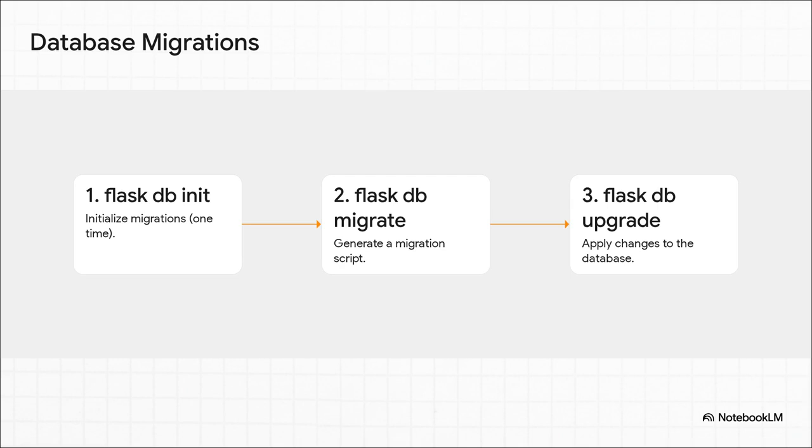And of course there is. The solution is something called database migrations, and we handle it with a tool called Flask Migrate. The workflow is so simple. You run init just one time to set things up. Then, anytime you change your models, you run migrate. This automatically looks at your changes and generates a script. Finally, you run upgrade to apply that script, which safely alters your database structure without losing a single row of data.